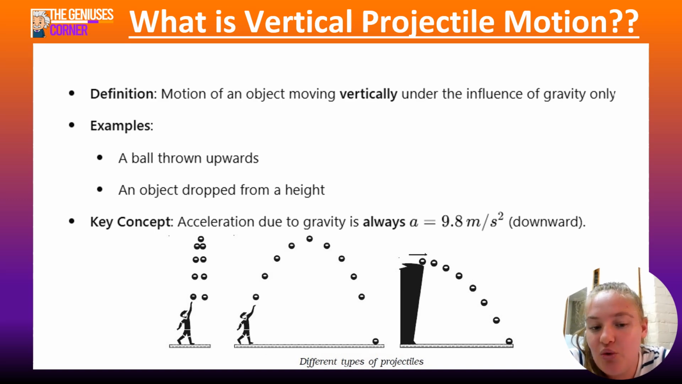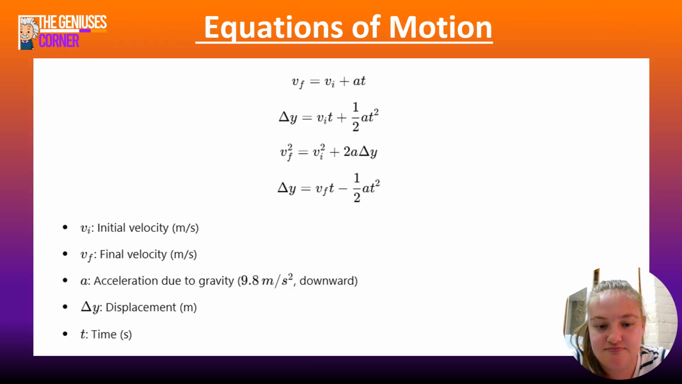Think of a ball being thrown up and then coming back down to you, or throwing a ball off a second story of a building, for example. The movement of that ball in both scenarios is only being affected by gravity and nothing else. There is no other force working on it. And very important: acceleration due to gravity is always a equals 9.8 meters per second squared downwards, and I'll explain what that downwards means in just a moment.